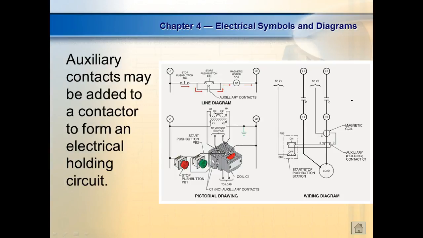So auxiliary contacts may be added to contactors or motor starters to run inside the control circuit, is what y'all need to see. You understand that? So auxiliary contacts of a contactor are usually in the control circuit, and then your power contacts are going to be out where? In the power circuit. Y'all understand the difference between those two?